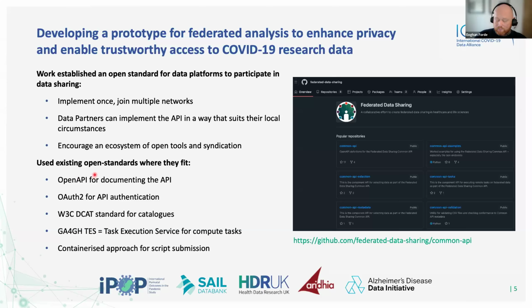The standards used to build out this prototype aligned with Open API for documenting the API, OAuth2 for API authentication, DCAP for the standard used in the metadata catalogs, as well as the task execution service for compute tasks, and then ultimately Docker containerization for script submission. And for those that are interested, you'll see there's a link here. This GitHub repo still remains, so it's under the name Federated Data Sharing, but within there's this repository named Common API, and it's all of the information regarding the Common API, which I'm going to quickly show on the next slide. So it's still there.